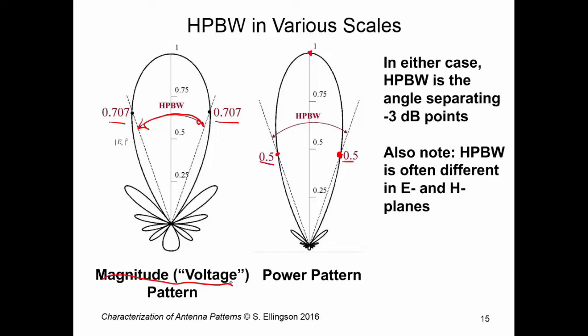In either case, the half-power beam width is the same, because half-power beam width is defined as the angle between half-power points. And I'll say once again, note half-power beam width is often different in the E and the H planes. In fact, ask yourself, what is the half-power beam width of an electrically short electric current element in the H plane? In the H plane, the pattern looks like this. There are no 3 dB points. So the electrically short electric current element, and more generally, omnidirectional antennas, do not have a half-power beam width in the plane in which they're omnidirectional.